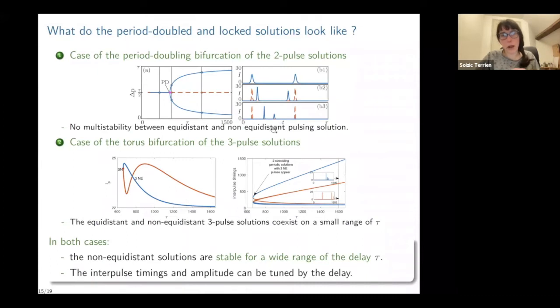So now something similar happens for the case of the three pulses solution. So we have these two periodic solutions emerging through the saddle node bifurcation, which means that we enter the resonance tongue. And so we have one stable periodic solution with three non-equidistant pulses and one periodic solution with three non-equidistant pulses, but this one is unstable. And we can plot similarly as before the interpulse timings with respect to the delay tau. And as before, we see that when we increase the delay tau, the pulses become more and more non-equidistant.